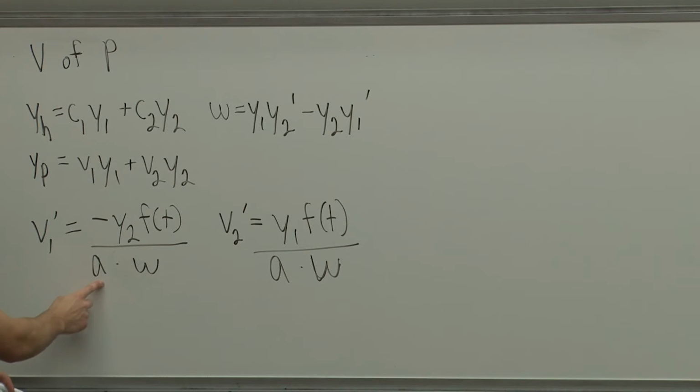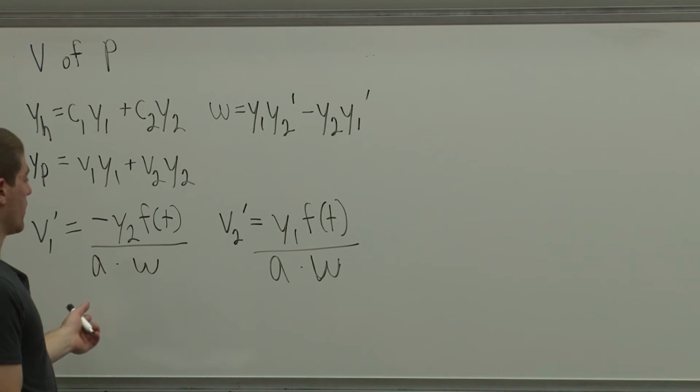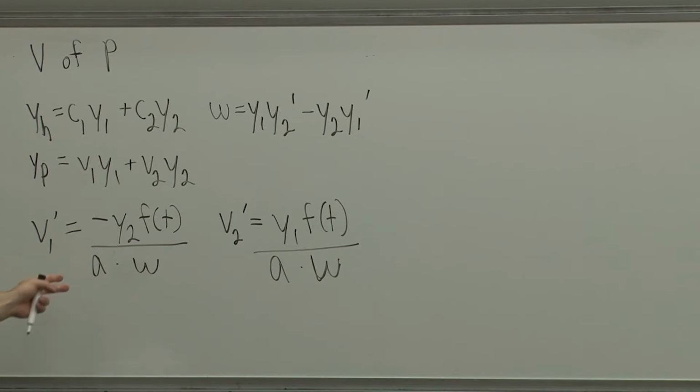This a is the coefficient of the y double prime on the left side of your equation. If you had a coefficient and you were to divide it out, whatever's in front after you divide it out would most likely be 1. That would be your a. Sorry. OK. So let's get started on one.